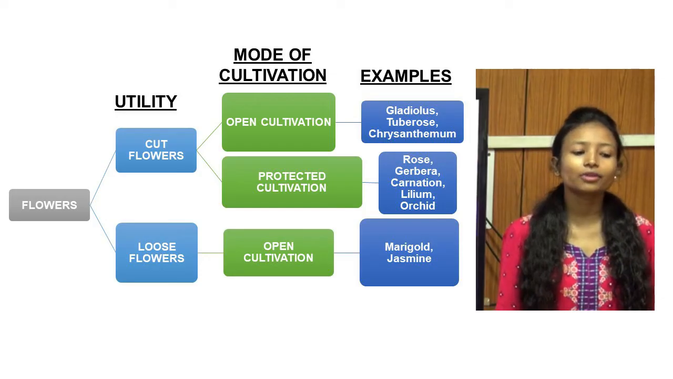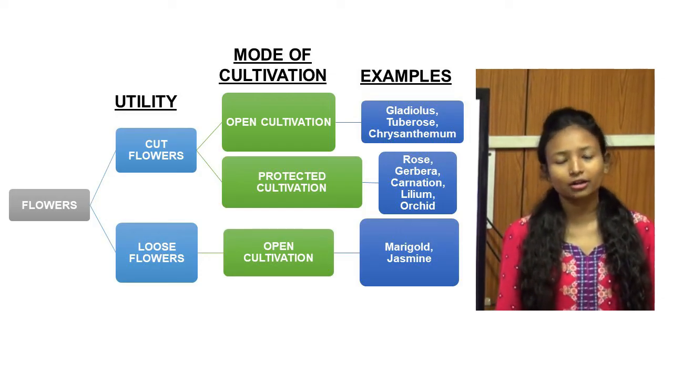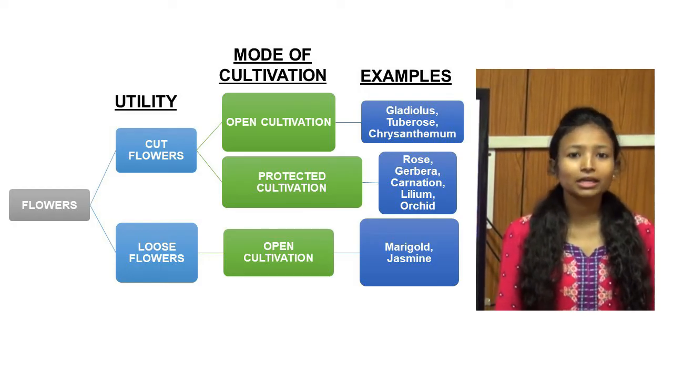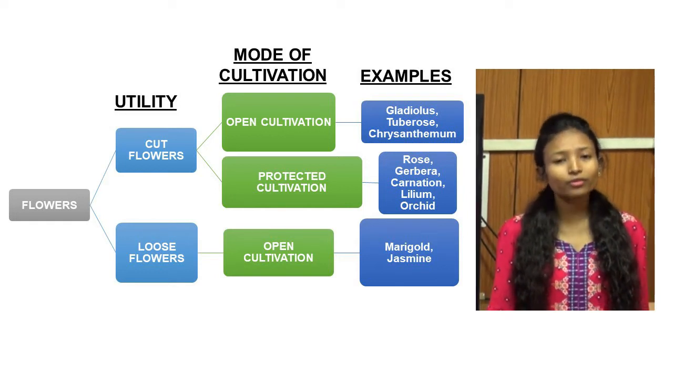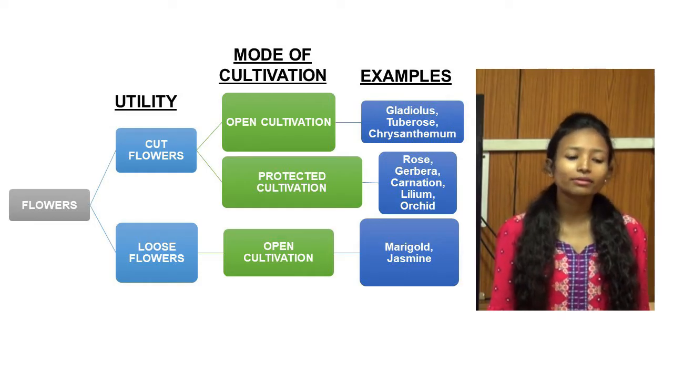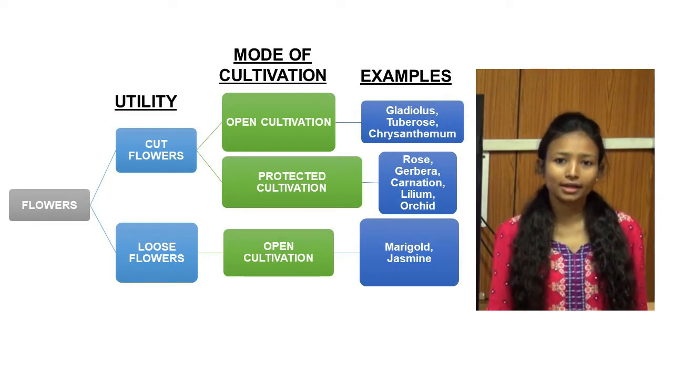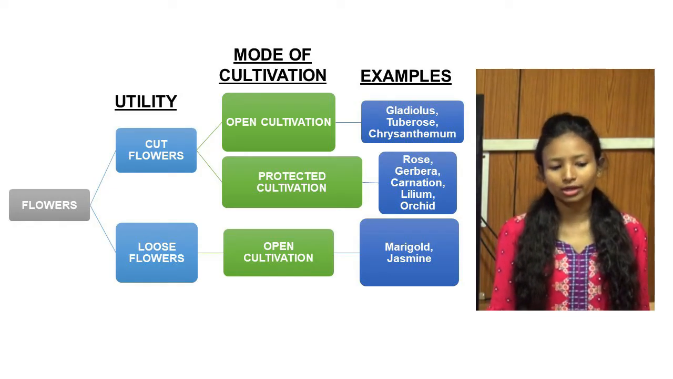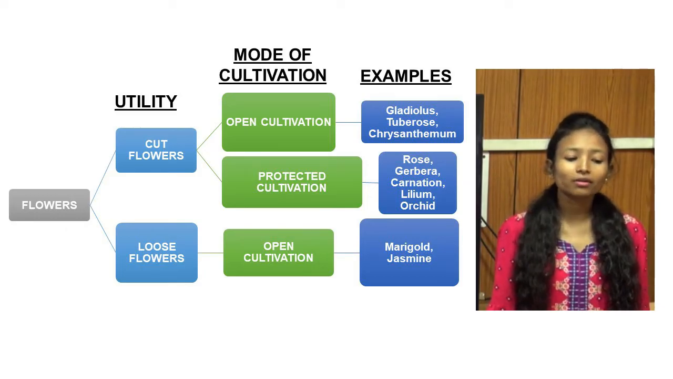Based on utility, flowers can be divided into two types: cut flowers and loose flowers. Cut flowers are those which are utilized along with their flower stalks, mainly for bouquet purposes, and loose flowers are those which are utilized without flower stalks, such as for garland making. As per the mode of cultivation, cut flowers are again divided into open cultivated, like for example gladiolus, tuberose and chrysanthemum, and protected cultivated such as rose, gerbera, carnation, lilium and orchid. Loose flowers, on the contrary, are mainly open cultivated, such as marigold and jasmine.